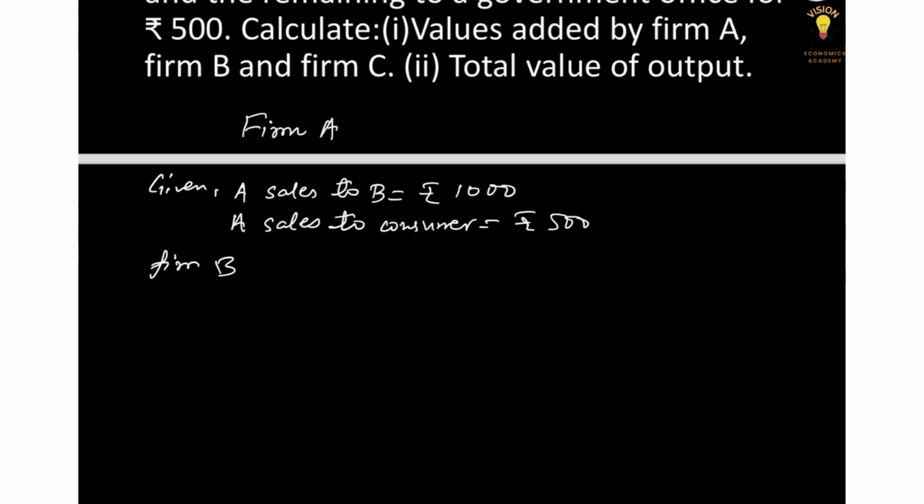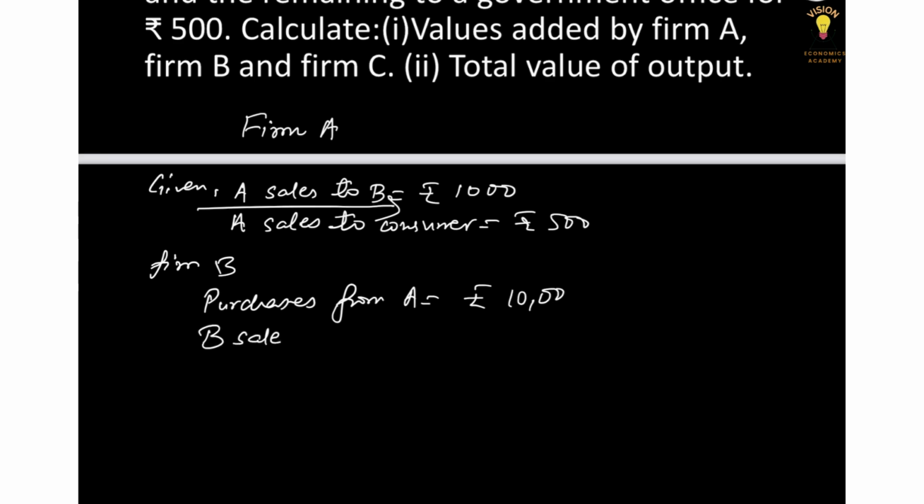Firm B purchases from A rupees 1000 worth of goods. Here only it is given. A sells to B, so that is the intermediate cost of B. We'll write it down, otherwise we'll forget.